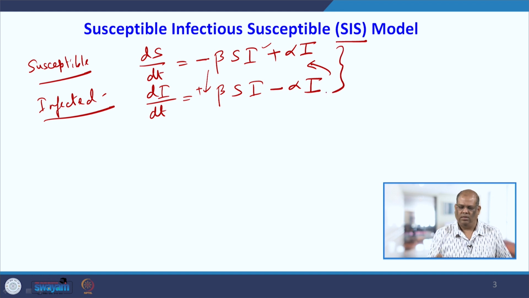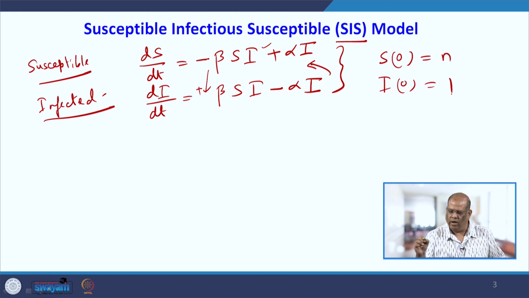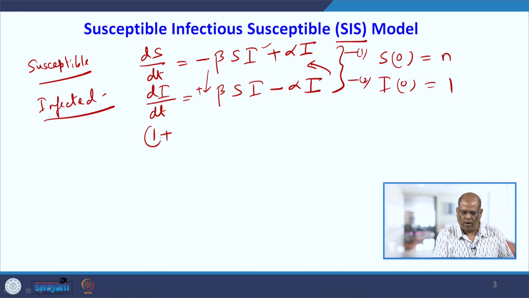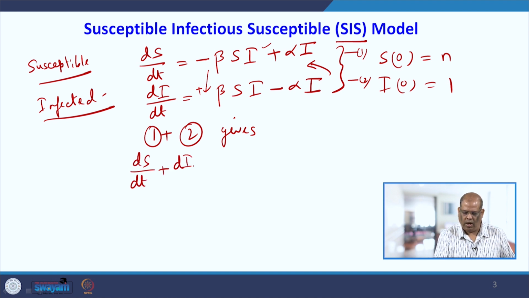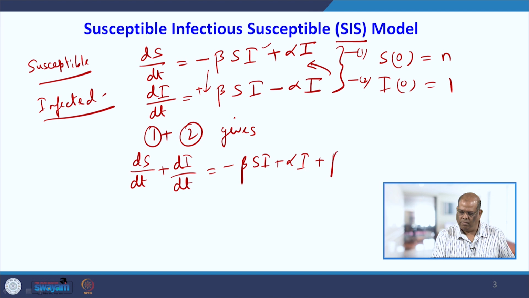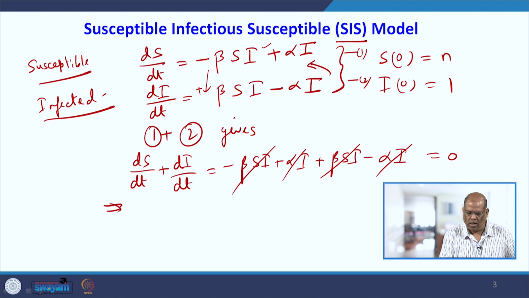Now you have this set of differential equations, and we will see how the solution changes compared to the SI model. The initial condition S0 remains n, and we have one infected person. When you solve this differential equation, we again use the same technique. If I name them 1 and 2, 1 plus 2 will give me dS/dt plus dI/dt equal to minus beta SI plus alpha I plus beta SI minus alpha I. So, everything cancels, this goes to 0, and this implies d/dt of (S plus I) equals 0.